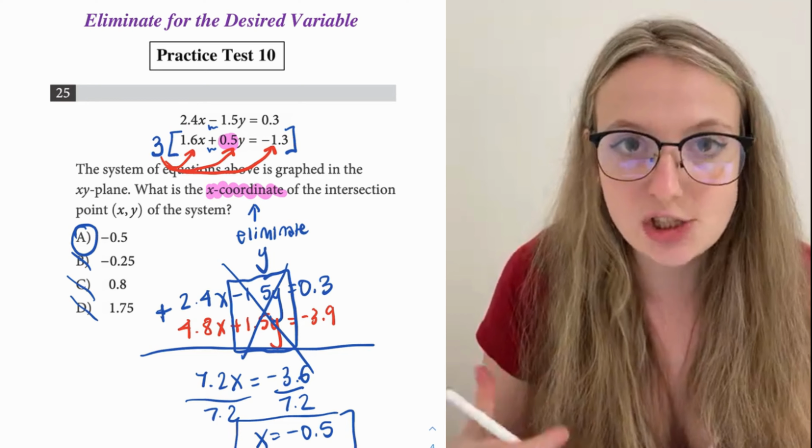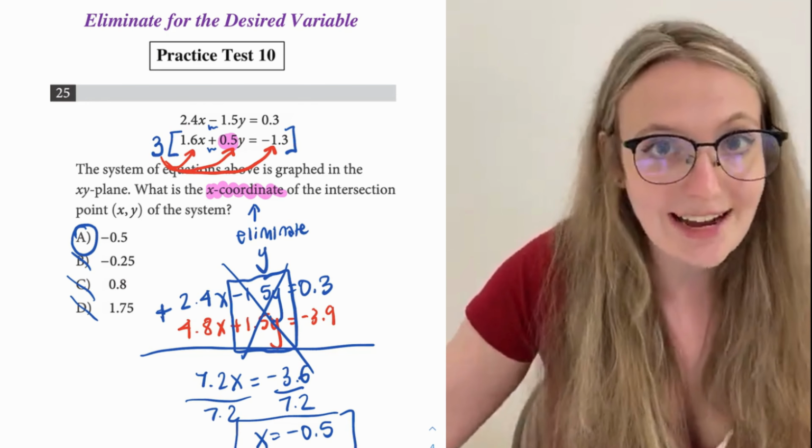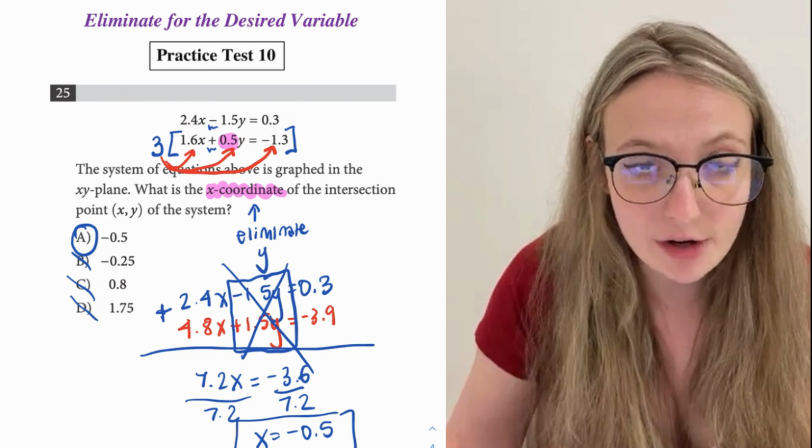So again, we're strategically eliminating the other variable so we can isolate the one that we want, the one that's desired in the problem.